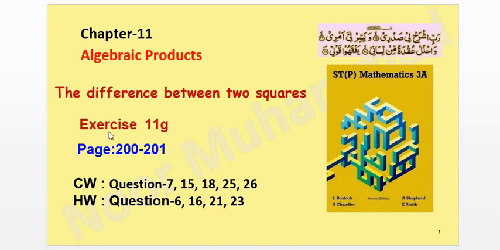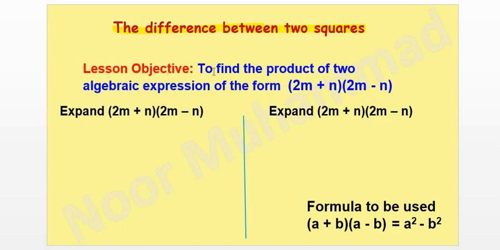Bismillahirrahmanirrahim. Chapter 11, Exercise 11g. Our main objective is to find the product of two algebraic expressions of the form. It means that all the questions in this exercise will be of this type.